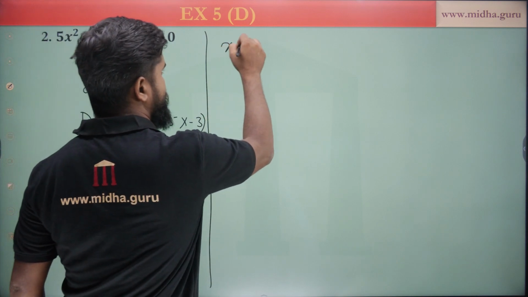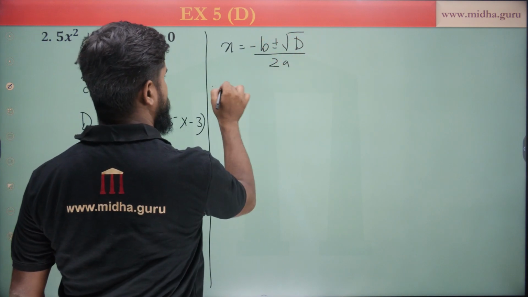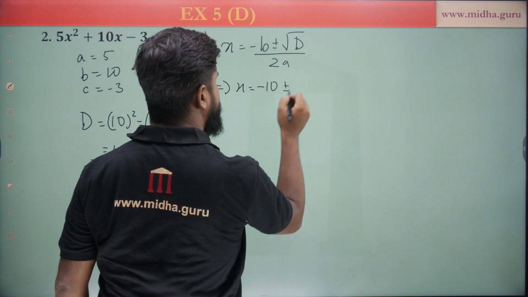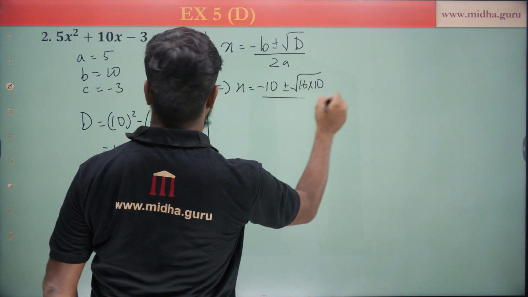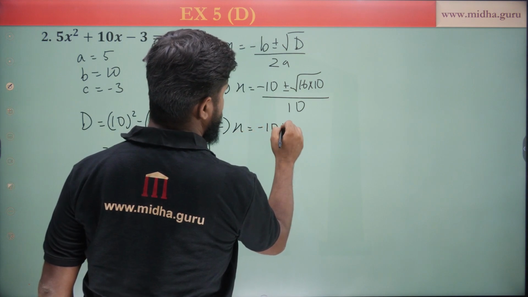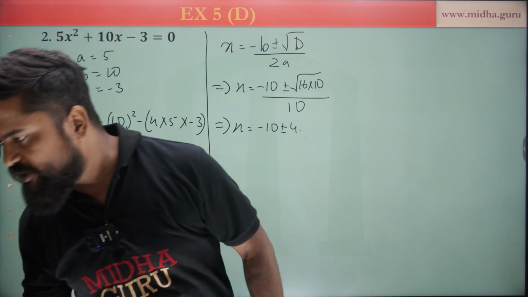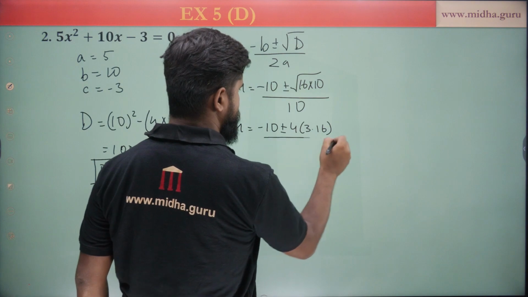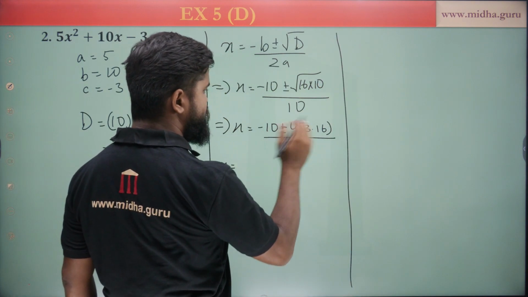Now we apply this to our quadratic formula. Substituting the values, we get minus 10 since b is 10, plus or minus the root of 16 into 10, divided by twice into 5, which is also 10. So now we have x is equal to minus 10 plus or minus 4 into the root of 10. Again, from our square root tables, the root of 10 is 3.16, divided by 10.